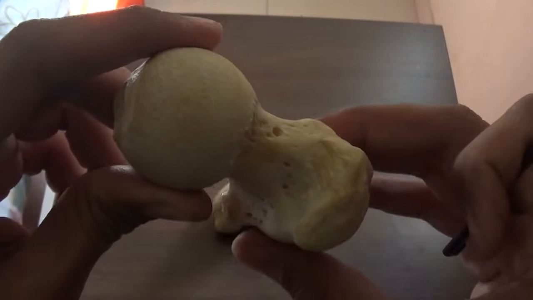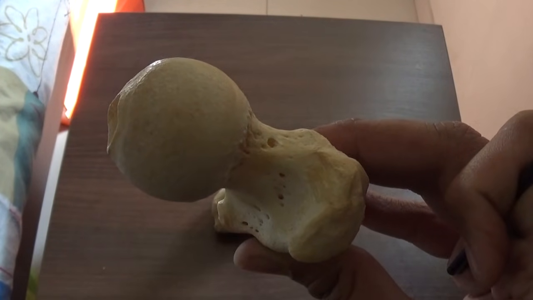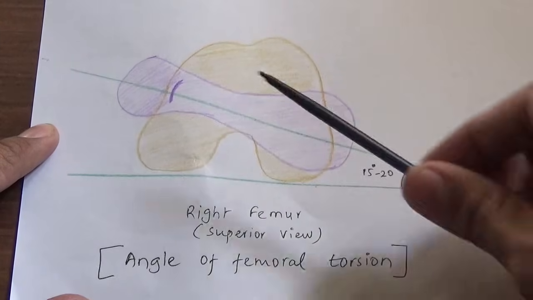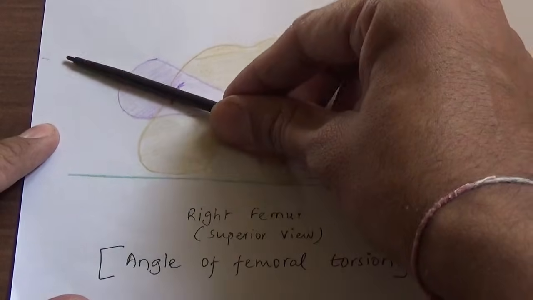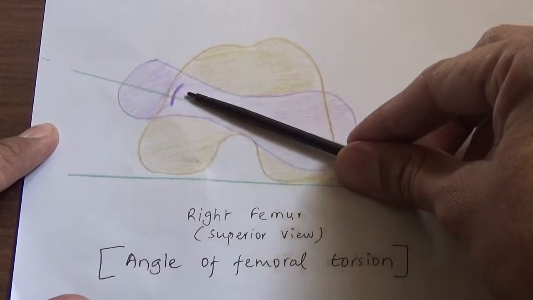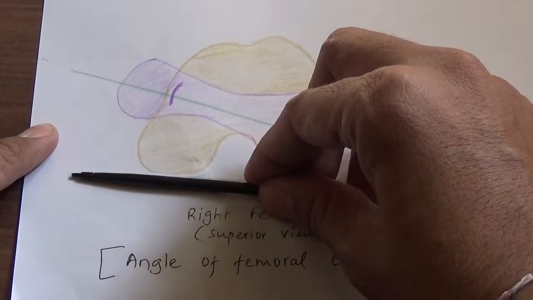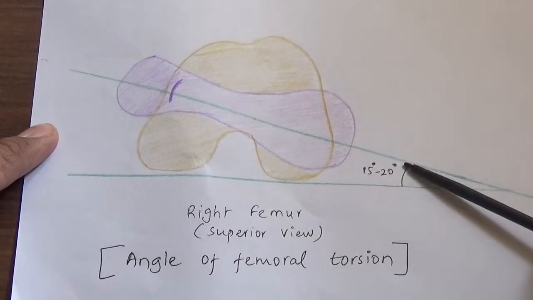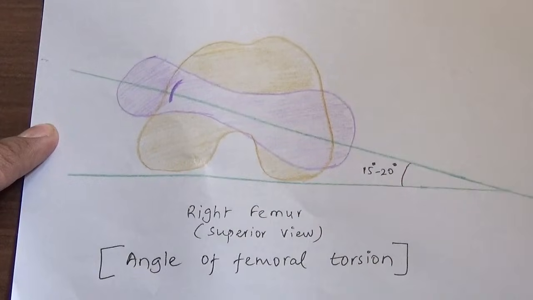So there forms an angle which is termed as angle of anteversion, or it is also called as angle of femoral torsion. So in this diagram you can clearly make out that neck is slightly anteverted. So if you draw an imaginary line passing from center of head and neck, and if you draw another line which is passing from posterior aspect of both the condyles. This is superior view. So these two imaginary lines will meet at 15 to 20 degree angle, which is termed as angle of femoral torsion or angle of anteversion.